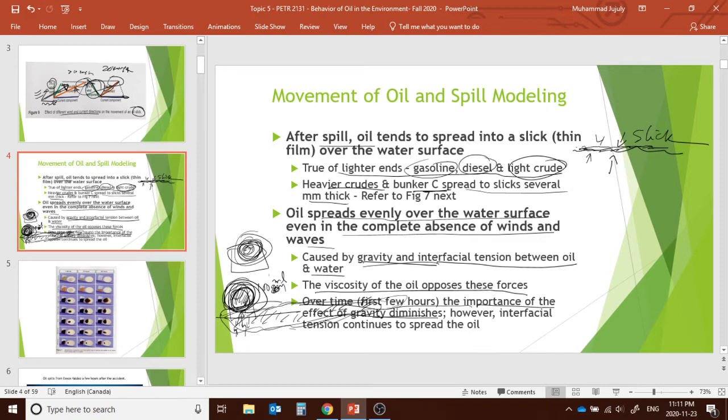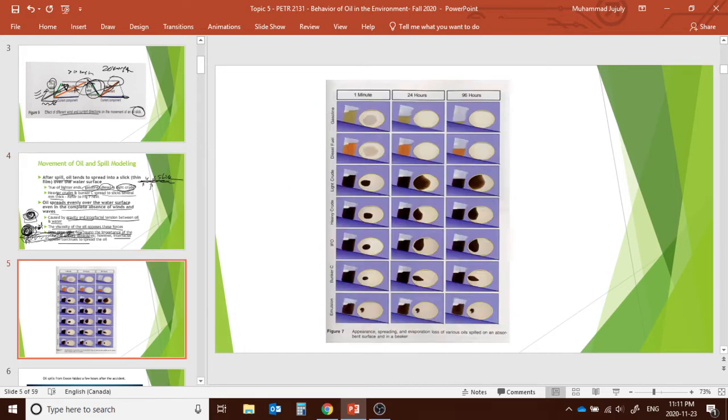However, the interfacial tension continues to spread the oil. So that means in the first couple of hours gravity was predominant, but after that the interfacial tension becomes more predominant. Okay, so let's look at that.